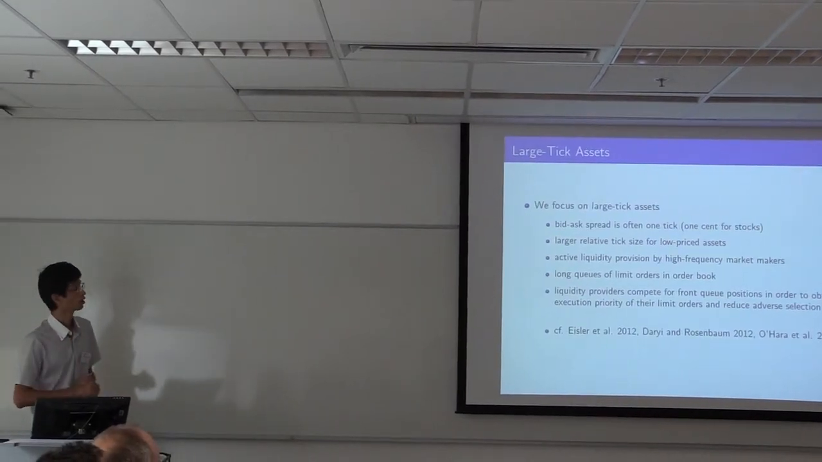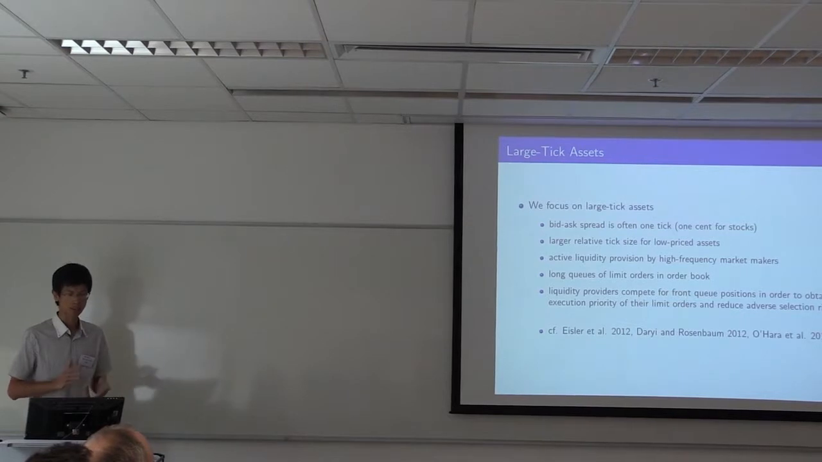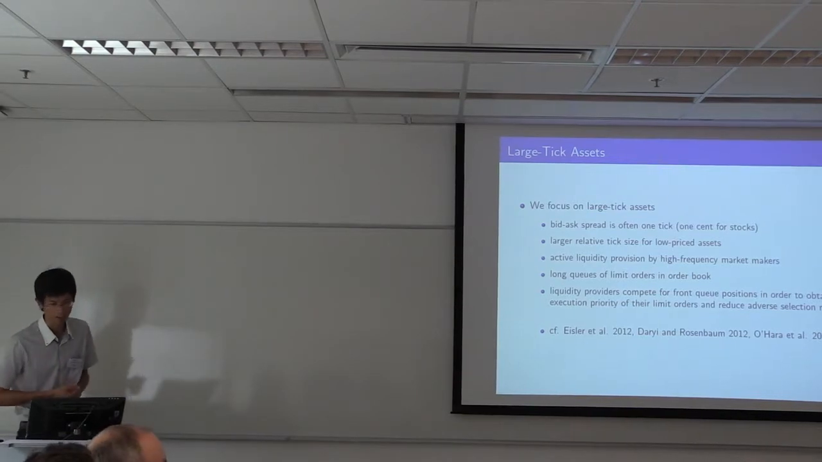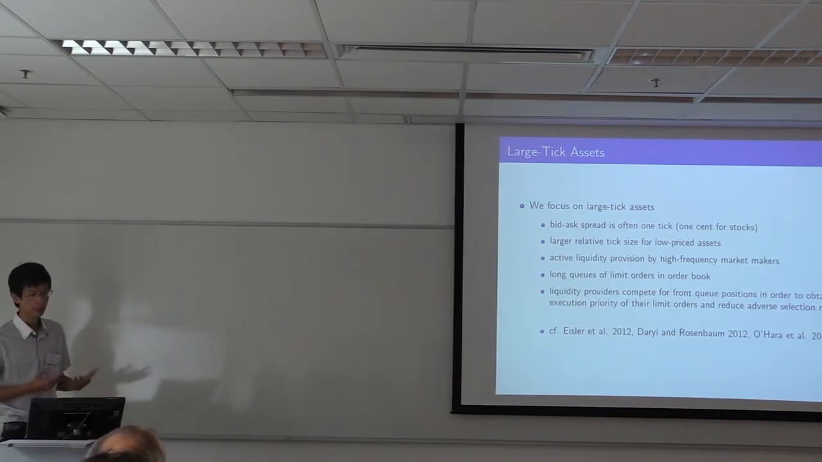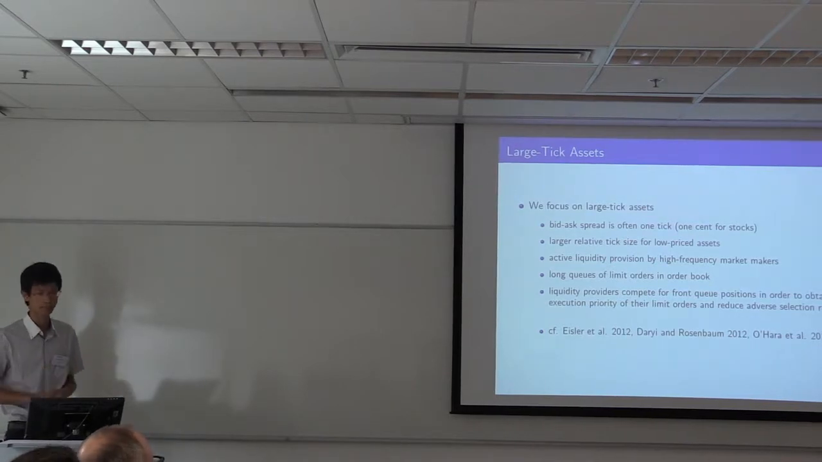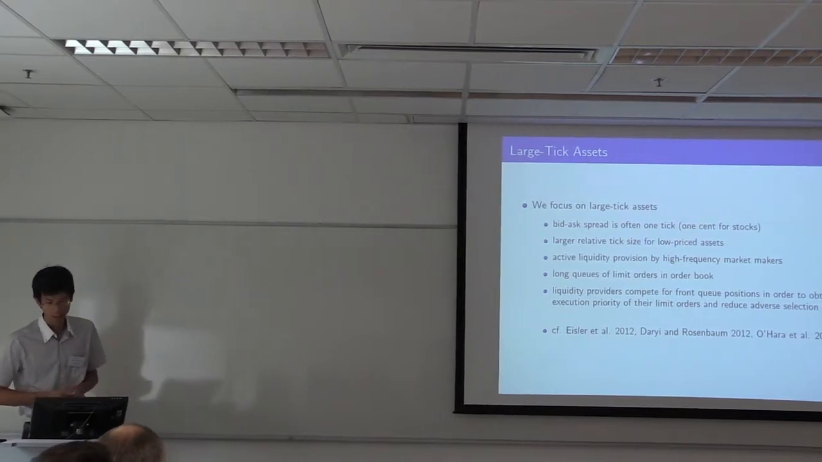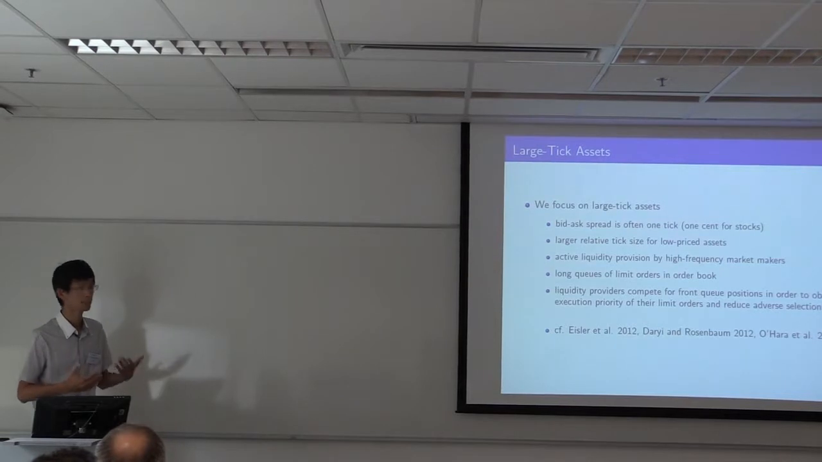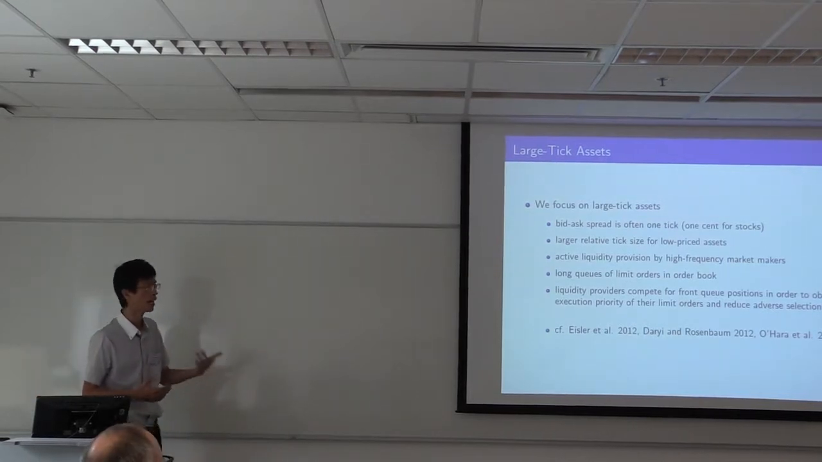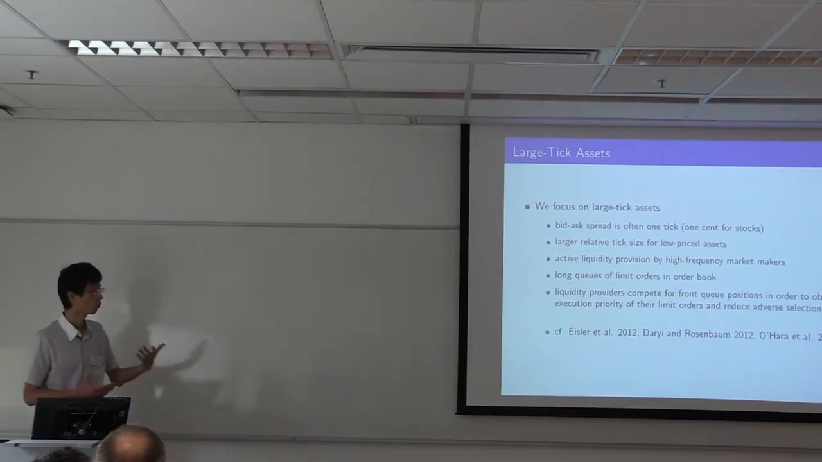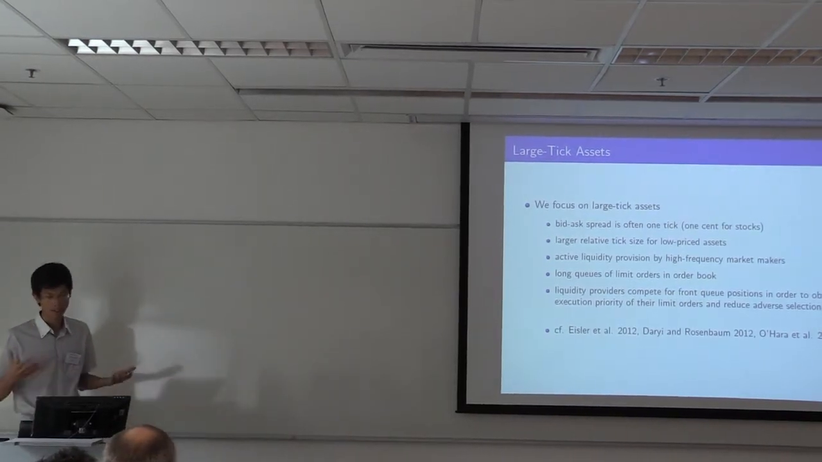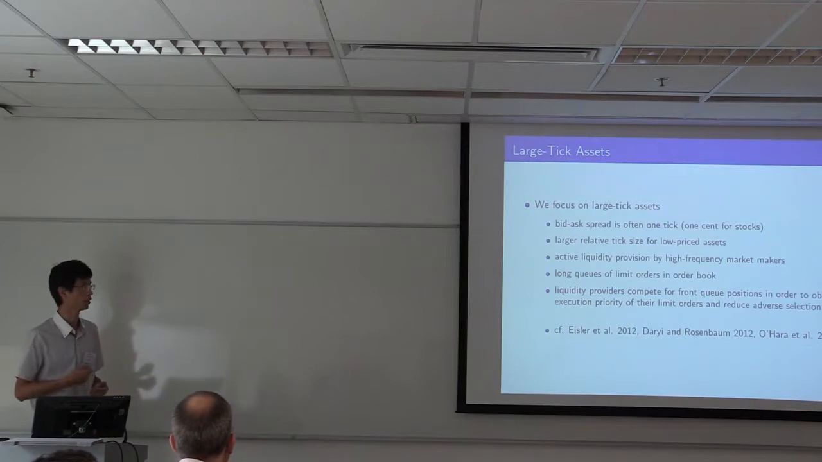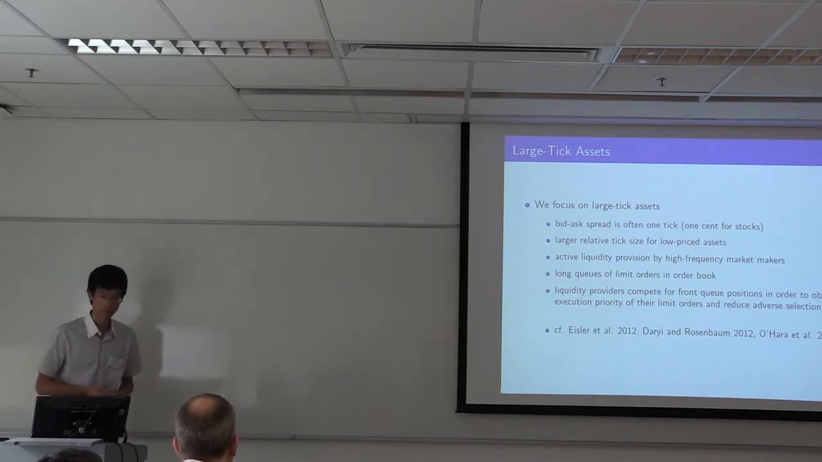We are going to address this type of problem for a class of liquid assets called elastic assets, which have received lots of attention in the academic literature. These types of assets typically have a bid-ask spread of 1 tick, so that's 1 cent, usually for stocks. If the asset is traded at a low price, this means that the tick size relative to the asset price is higher, so the revenue margin for providing liquidity on this type of asset is higher. One can imagine that market makers or liquidity providers can be active in liquidity provision for this class of assets, which has also been observed empirically.